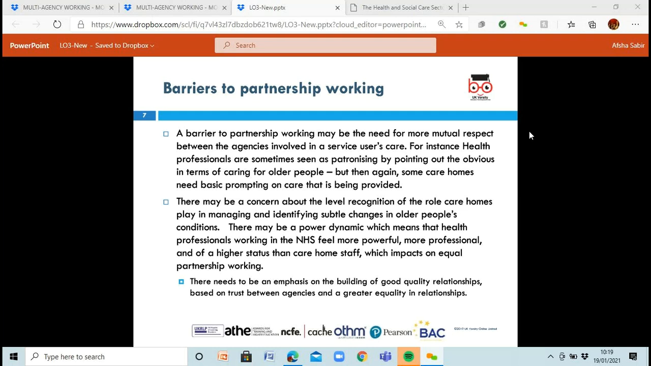There's also an issue where some people may think that if they work within the NHS they've got a higher power dynamic, so that they feel that they're more professional, more powerful, and have a higher status than care staff. So that can actually impact on the equality of partnership working as well.